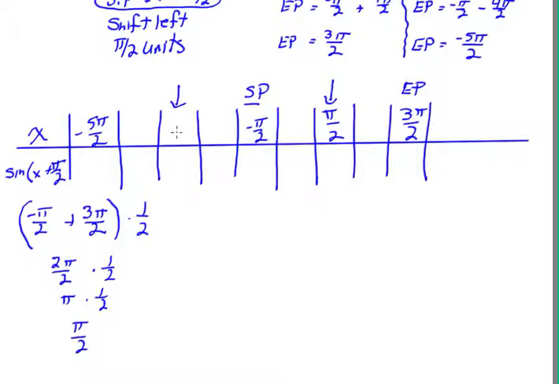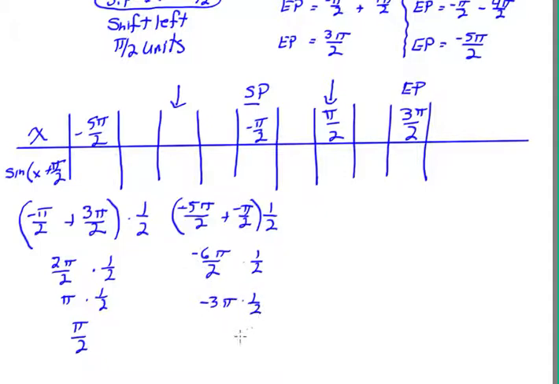Coming back here, we're going to do the same set of calculations to find this critical point. It's halfway between these two, so we're going to average those together. Okay, so this time that is the negative 5 pi over 2 plus negative pi over 2. Again, we're going to multiply by 1/2 instead of dividing by 2. So that's negative 6 pi over 2 times 1/2. Negative 6 over 2 reduces down to negative 3 pi times 1/2. So that is negative 3 pi over 2 for this critical value.